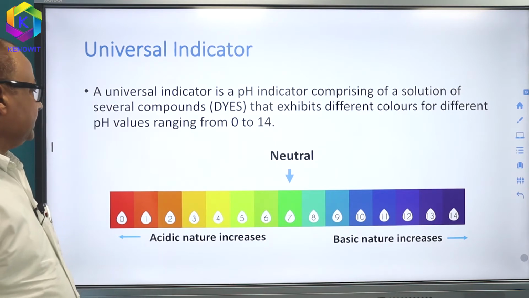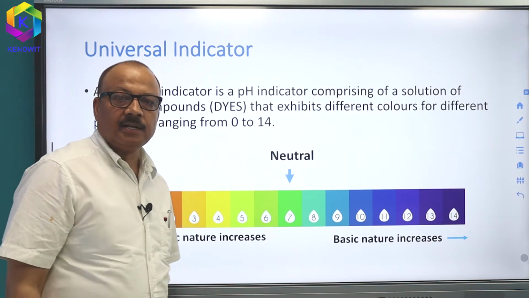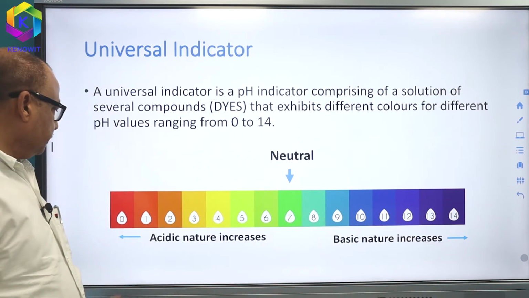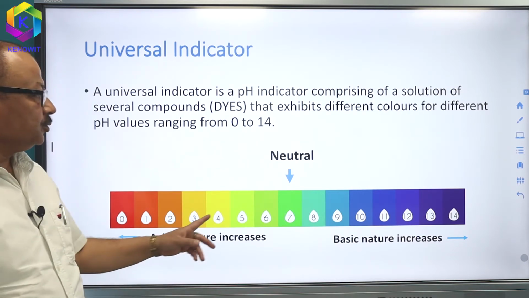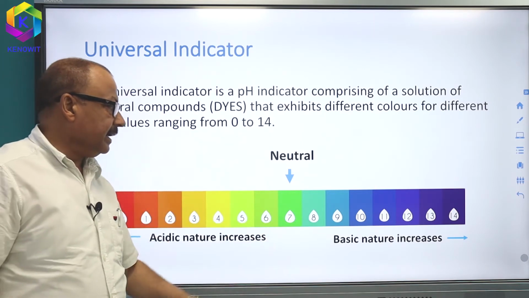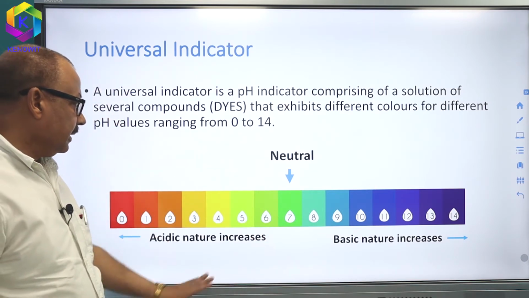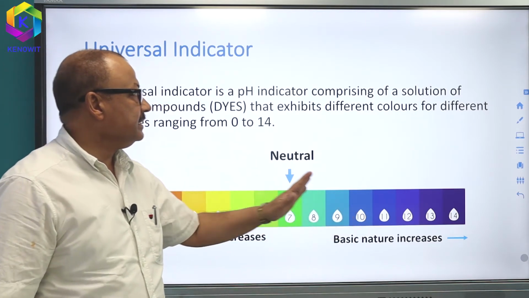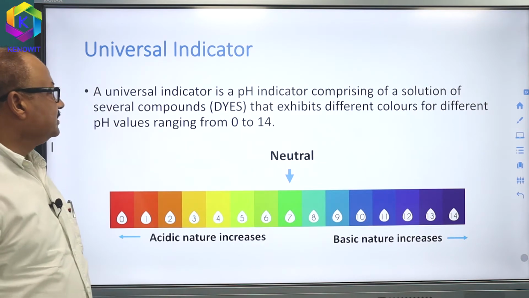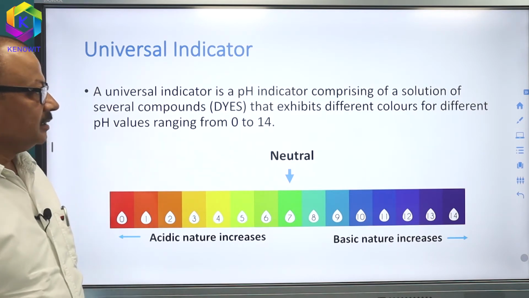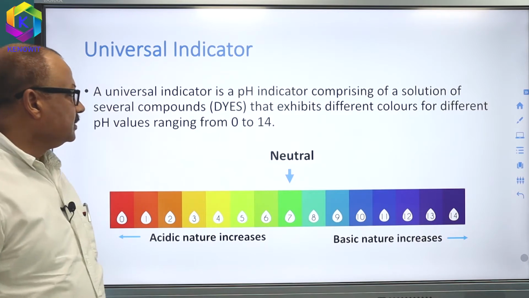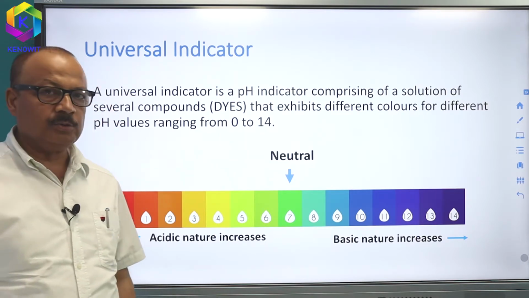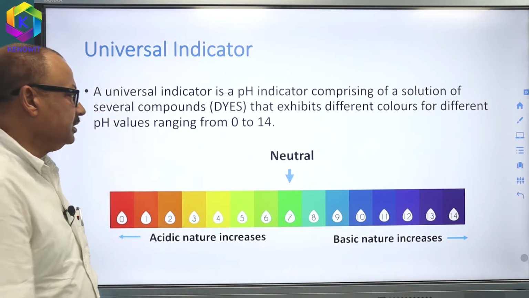Universal indicator. Indicators indicate the completion of a chemical reaction. In case of indicators, the pH value goes from 0 to 14. 7 indicates the neutral value; less than 7, acidic character increases, and more than 7, basic character increases. So, a universal indicator is a pH indicator, and we also know that there are several compounds that exhibit different colors for different pH values ranging from 0 to 14.